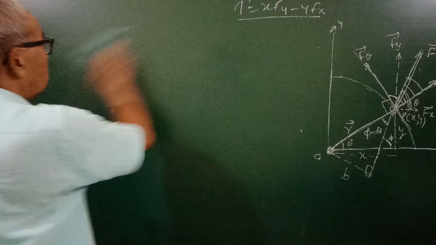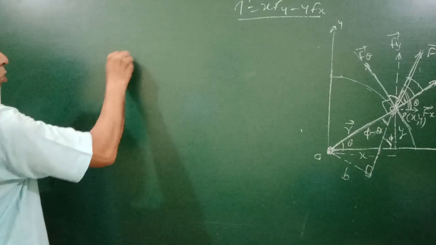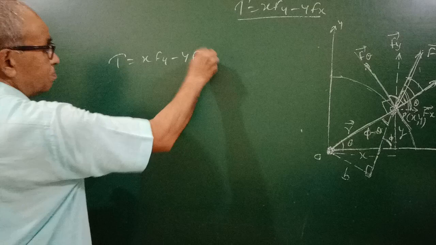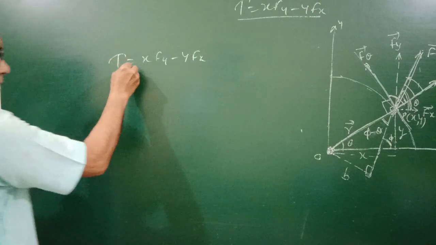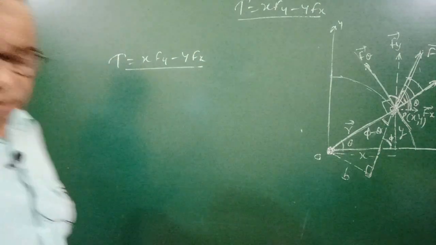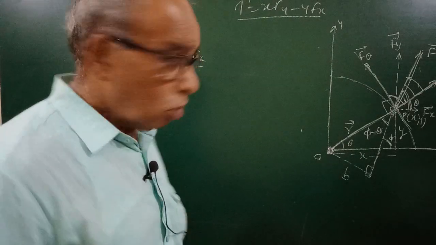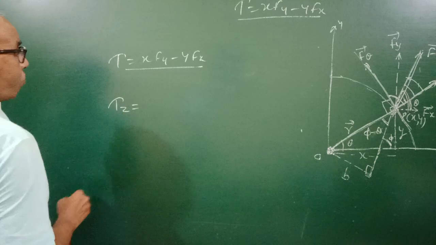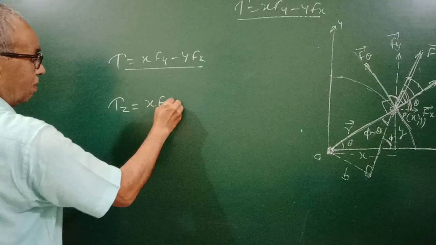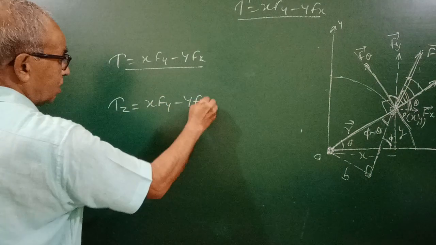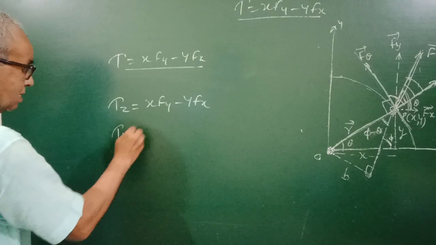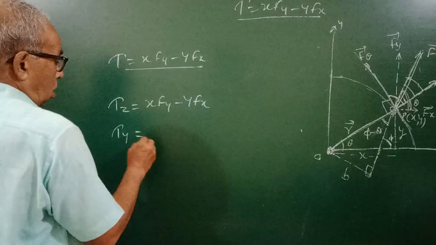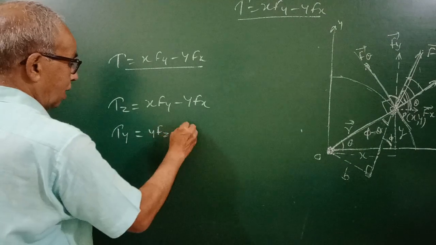Which equation? Tau equal to x Fy minus y Fx. And direction of torque has come out along z direction. So we can write here tau z equal to x Fy minus y Fx. Similarly, tau x, using symmetry, perpendicular symmetry, y Fz minus z Fy.